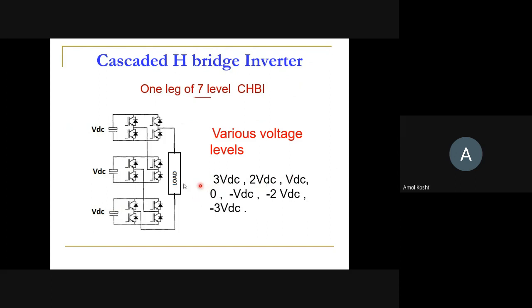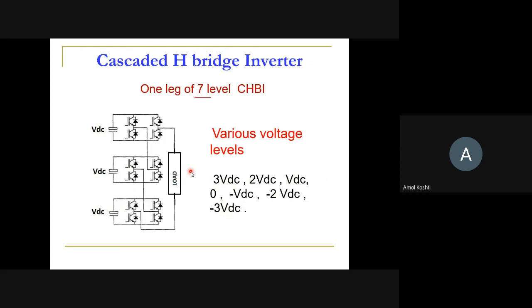So similarly for the negative half we get minus VDC, minus 2 VDC, minus 3 VDC. Okay, so if you count the output voltage levels of the output, you'll get 7 here. Similarly, we get the 7-level output in the cascaded H-bridge inverter. So it is very simple as compared to the diode clamp and the flying capacitor.